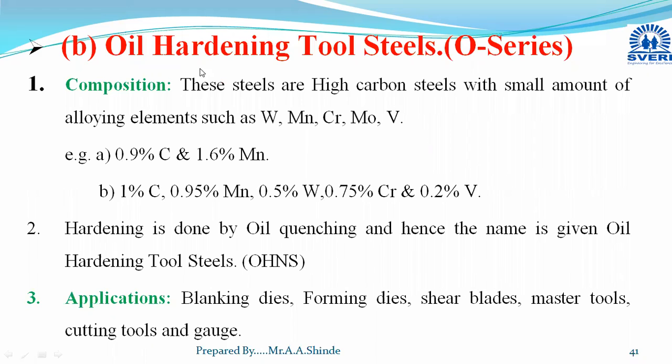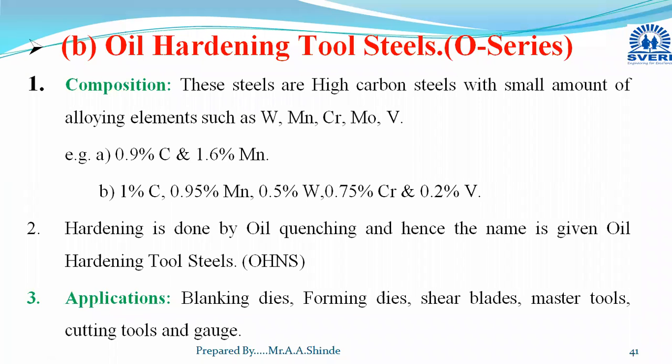So these are water hardening tool steels, and we will move towards the second type of cold worked tool steel, which is oil hardening. Oil hardening tool steel is designated or denoted by the O series. Coming to the second point here, hardening of these steels is done by oil quenching, hence the name oil hardening tool steel, and these are denoted by the O series.